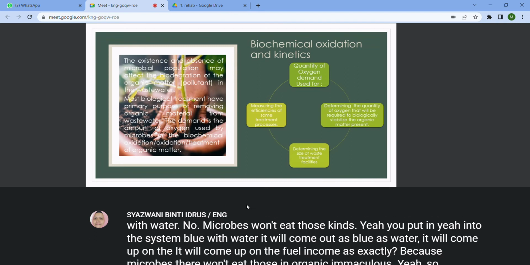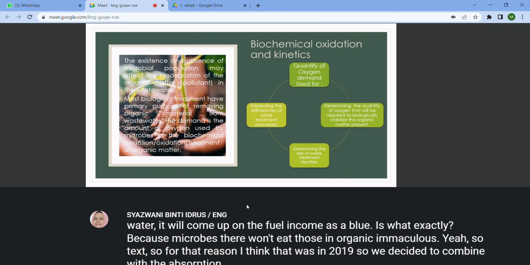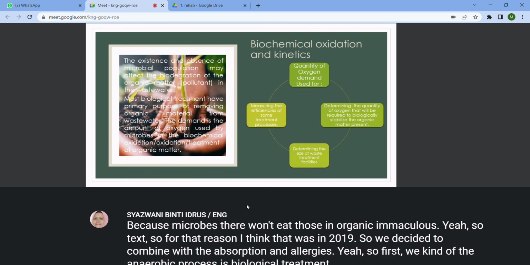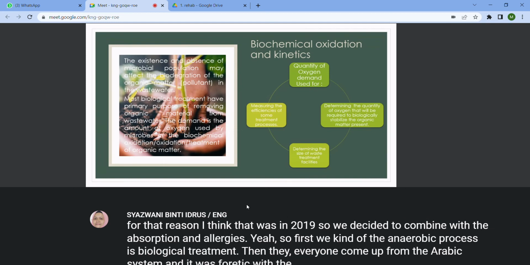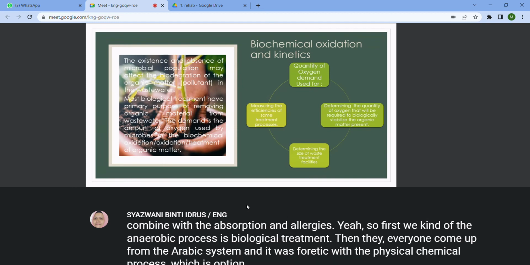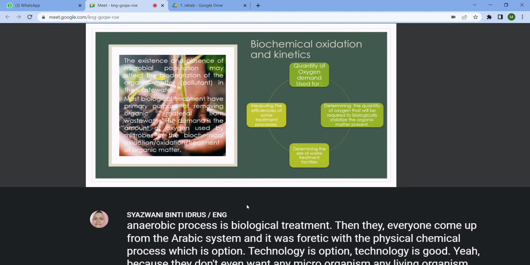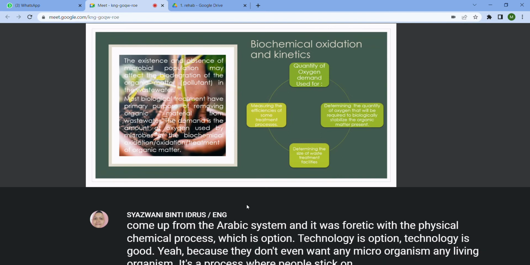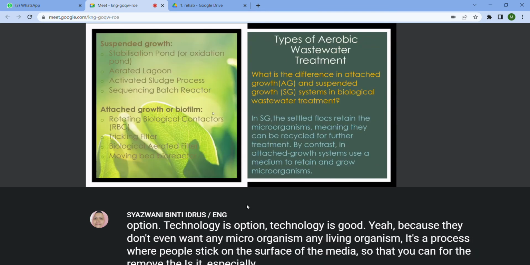For that reason, I think that was in 2019, we decided to combine with adsorption technologies. First we conducted the anaerobic process as a biological treatment. Then the effluent coming out of the anaerobic system was further treated with a physical-chemical process, which is adsorption technology. Adsorption technology is good because it doesn't involve any microorganism or living organism. It's a process where pollutants stick on the surface of the media so that it can further remove the colors, especially the colors.